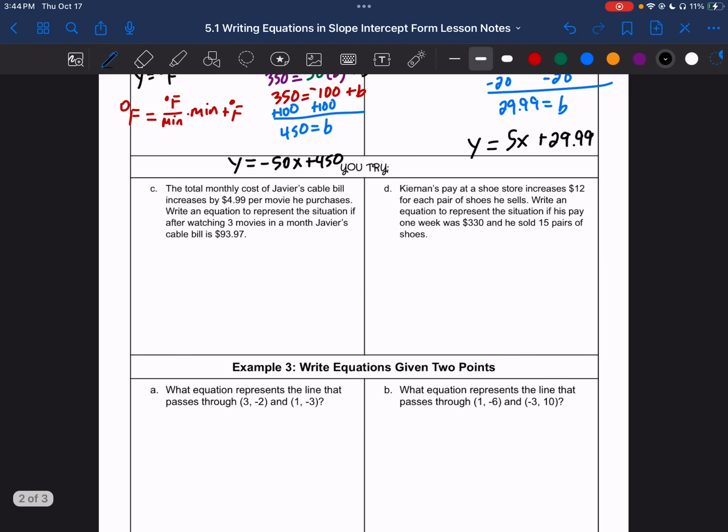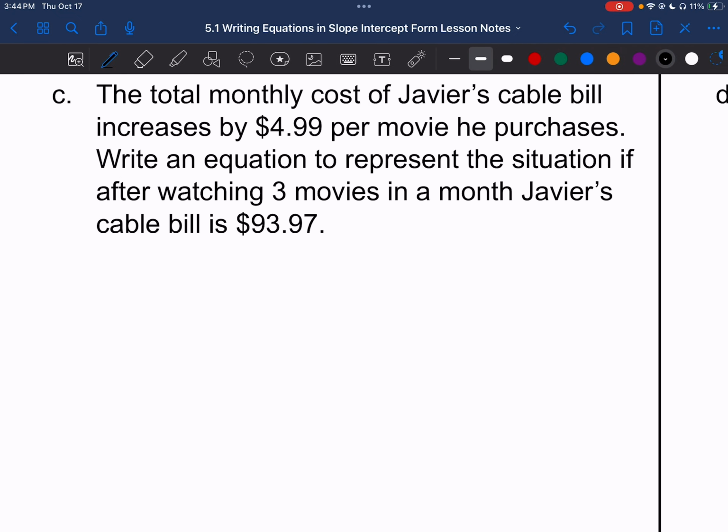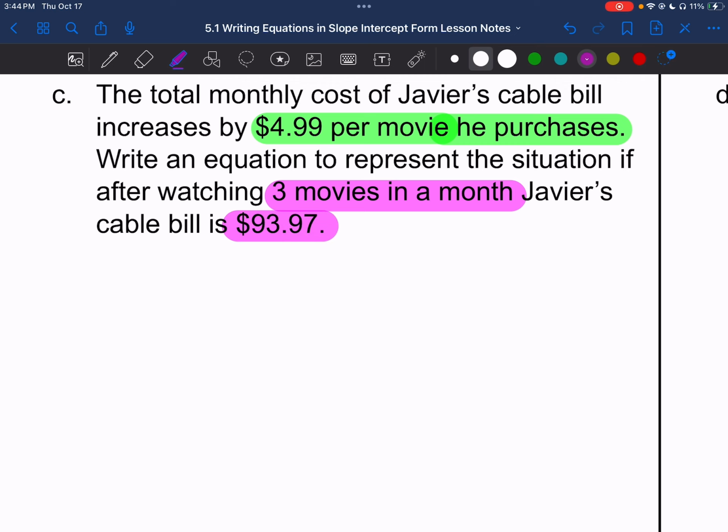All right, letter C and D are your try problems. Do them on your own and then check your work against mine. Letter C. The total monthly bill or cost of Javier's cable bill increases by $4.99 per movie he purchases. Write an equation to represent the situation if after watching 3 movies in a month, Javier's bill is $93.97. So we know our pieces of information, so now we're going to substitute them in, but we're going to define our variables. X equals movies, y equals cost.